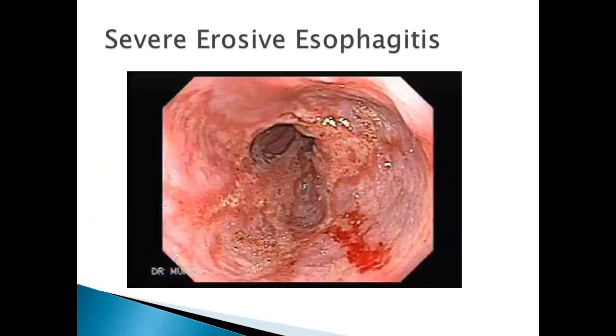This right here is the esophagus. It's a picture of severe erosive esophagitis, and you can see at the bottom right a little bit of oozing. And we treat that with PPI.